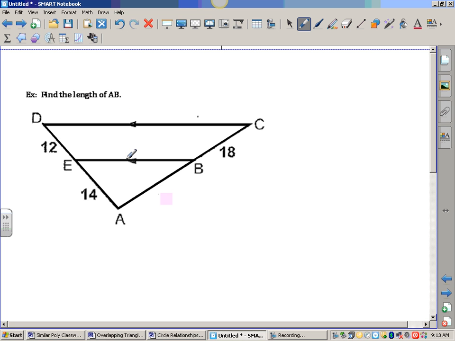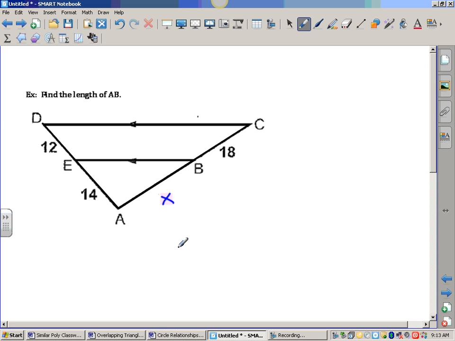You need to pay attention to the arrows. They're important because they're telling you that the line segment DC is parallel to the segment EB. If they're not parallel, you don't know for sure if they're similar, so be careful with that. We want to find the length of AB. You just follow the letters. AB is right here. Now it's up to you.